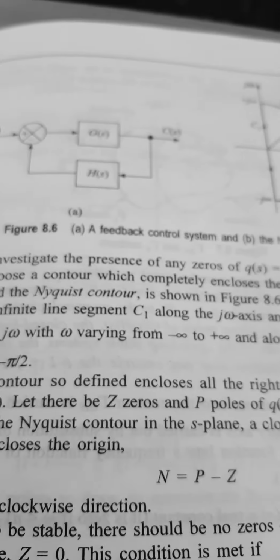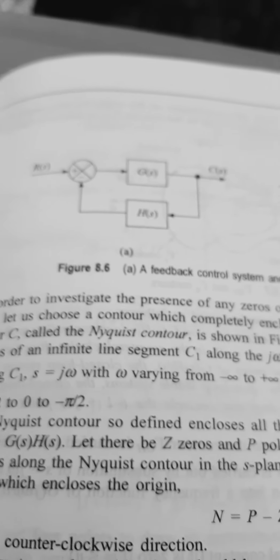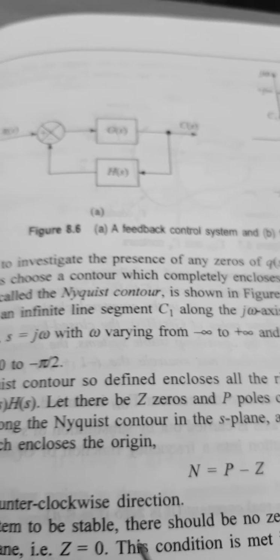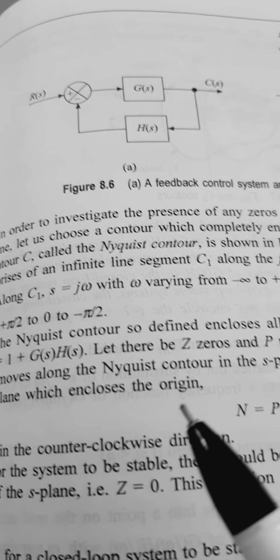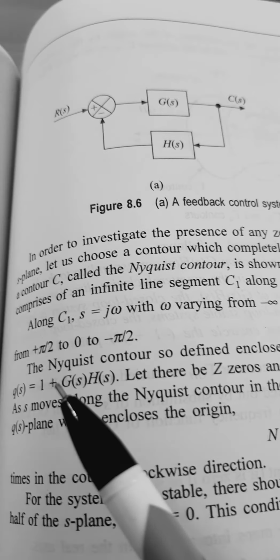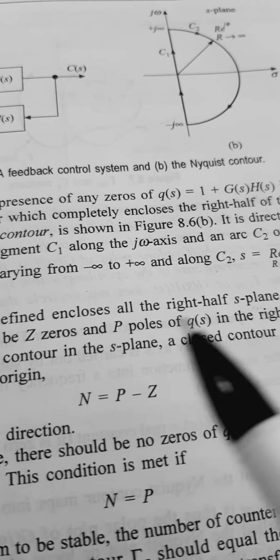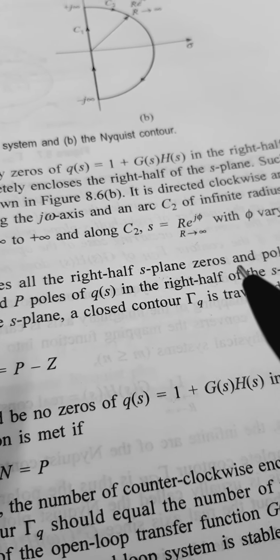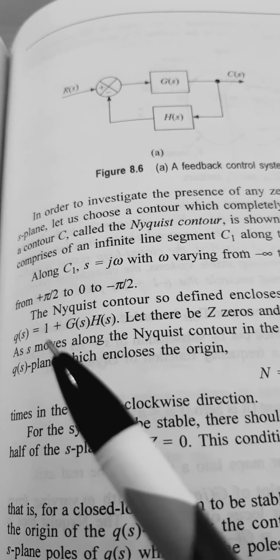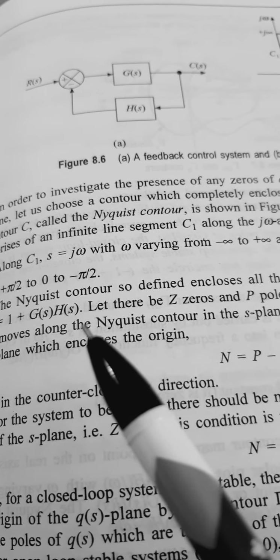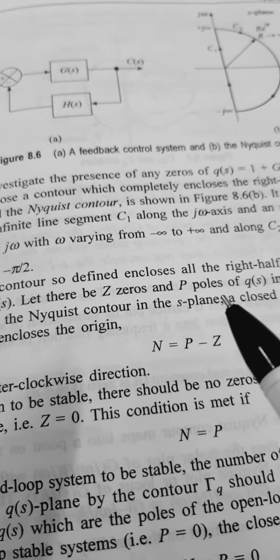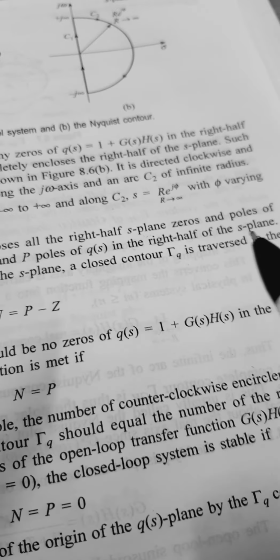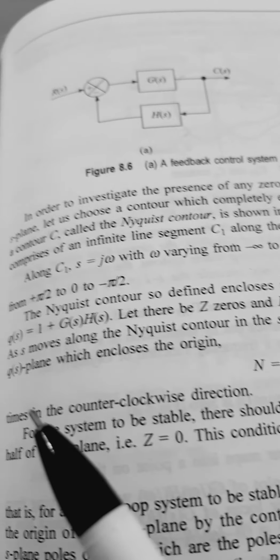Continuation of the previous topic, the same topic, the Nyquist stability criterion. We are dealing with the Nyquist contour, which encloses all the right half of the S plane zeros and poles of Q of S, that is 1 plus G of S into H of S. Let there be Z zeros and P poles of Q of S in the right half of S plane.